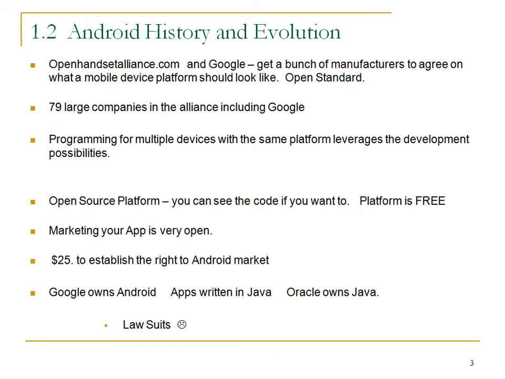Okay, let's step back and talk about the history of Android, because it's really quite interesting, and if you understand how it happened, you'll understand why it has a very good chance of success, and why it's completely a different process from the way the iPhone happened. Maybe better, maybe not better, but very, very different. So a group of companies got together, 79 of them, and they formed this alliance, the Open Handset Alliance. And they wanted to agree on what a development platform should look like for mobile devices.